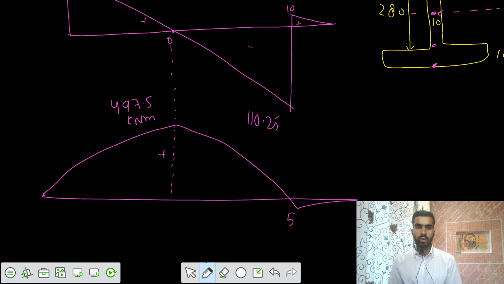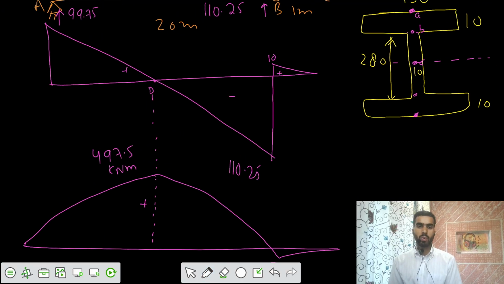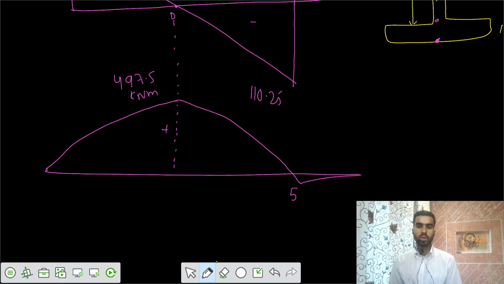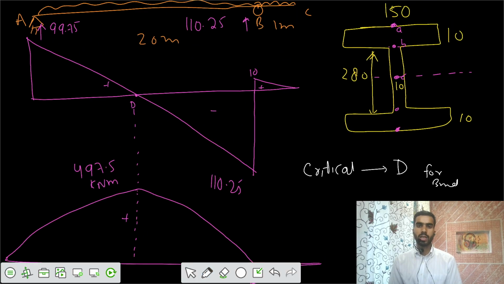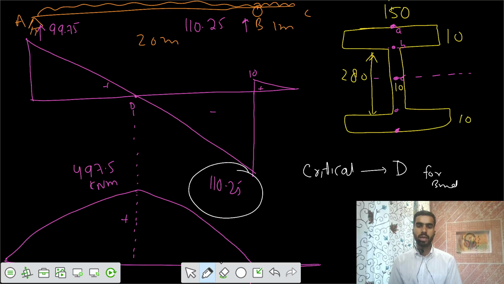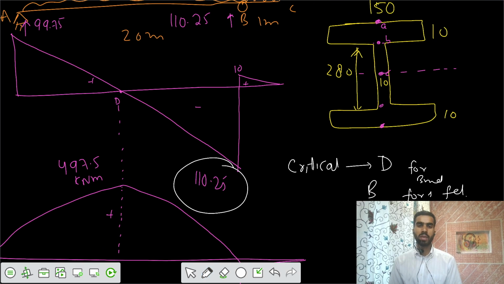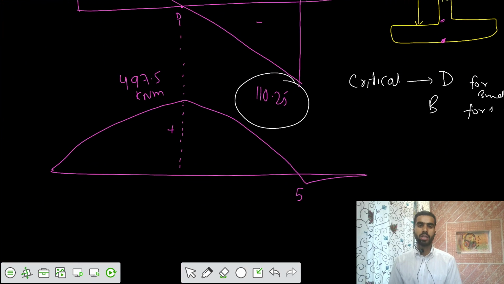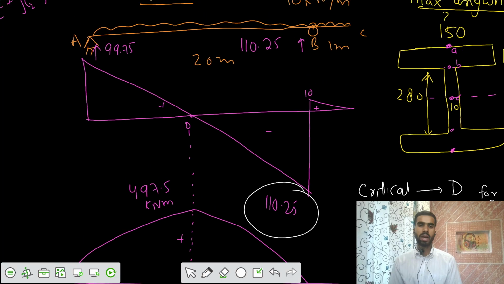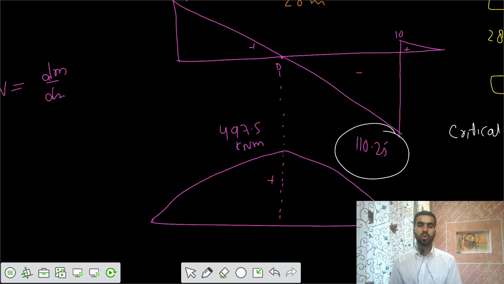So you have to take the critical sections. Critical section D is for the bending moment diagram, and section B is for the shear force diagram. Section B and section D are critical because shear force is maximum at point B, and bending moment is maximum at point D. So we need to use those values in the equation.